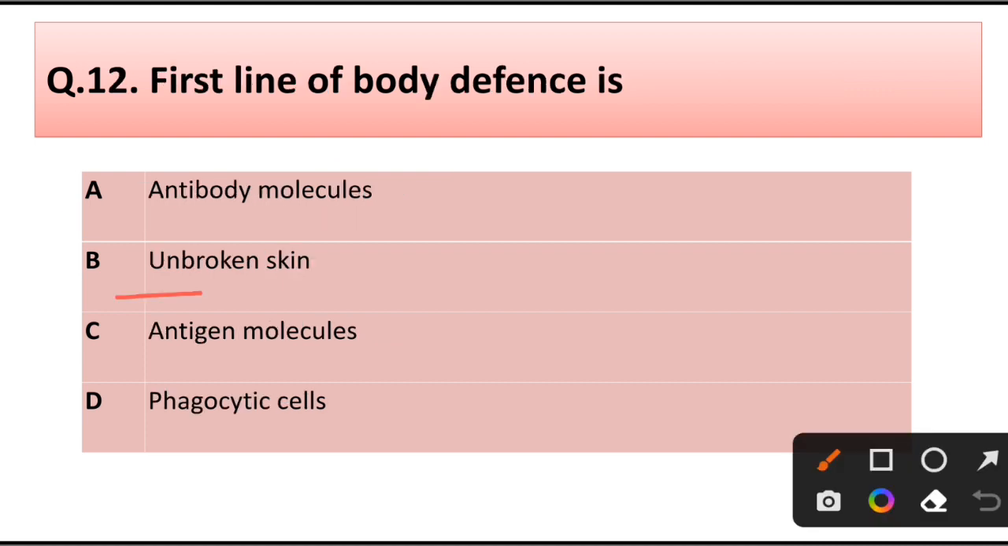Question 12. First line of body defense is antibody molecules, unbroken skin, antigen molecules, phagocytic cell. Correct answer is option B. Unbroken skin.